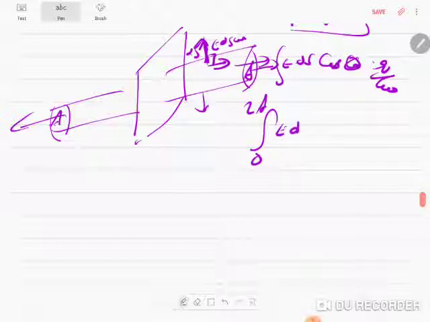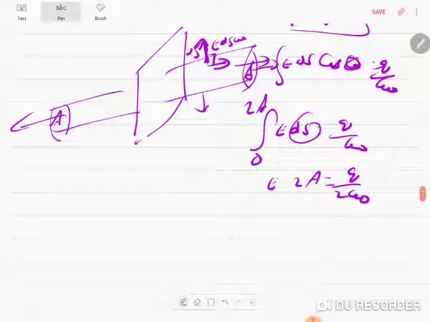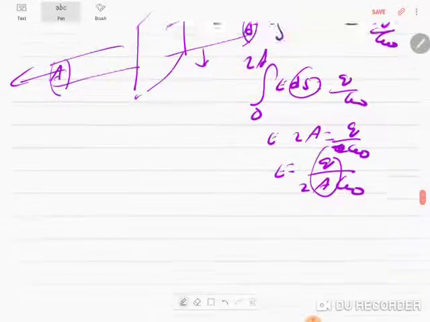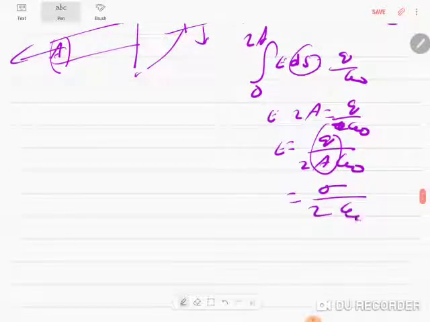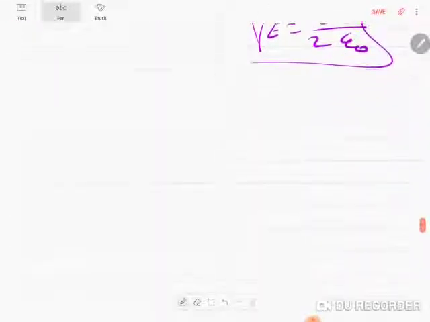So the integration of E ds is equal to Q by epsilon naught. The integration of ds becomes E into 2A is equal to Q by epsilon naught, so E is equal to Q by 2A epsilon naught, where Q by A itself is sigma, so E is sigma by 2 epsilon naught. This is the electric field due to an infinite plane sheet: sigma by 2 epsilon naught.